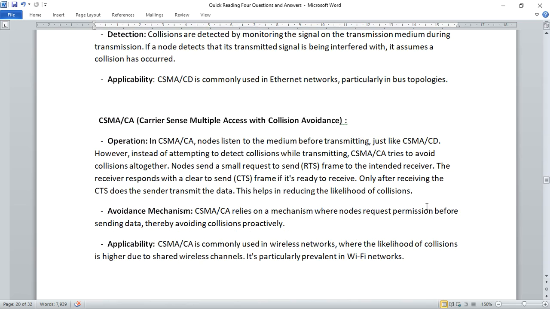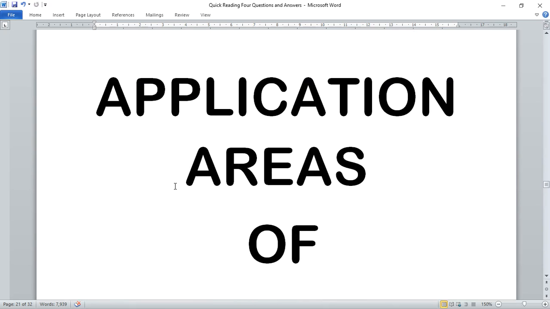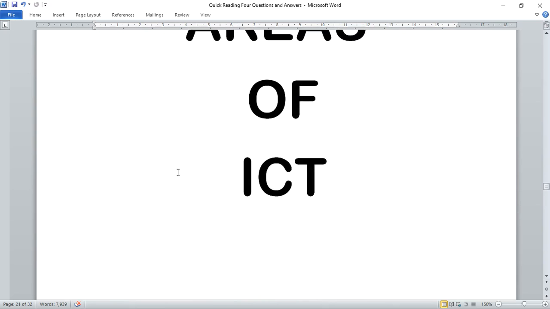Just like I have explained, these machines try to avoid collision by use of an avoidance mechanism to make sure that the network at all times is flowing without hanging or having collision. So you can just pause the video and take a few notes. We proceed to our next topic, application areas of ICT.